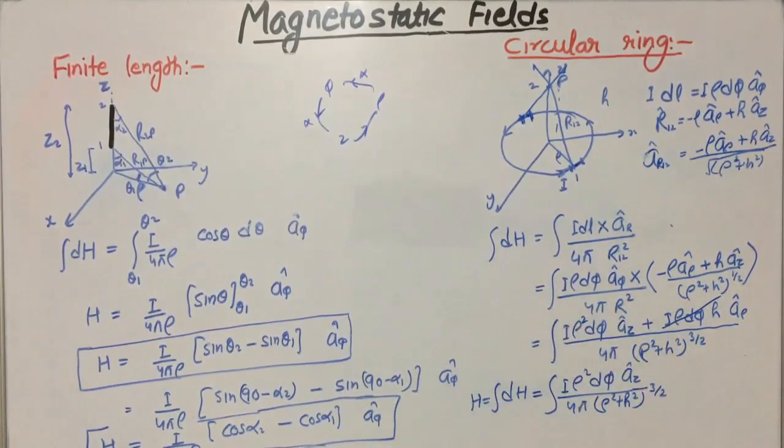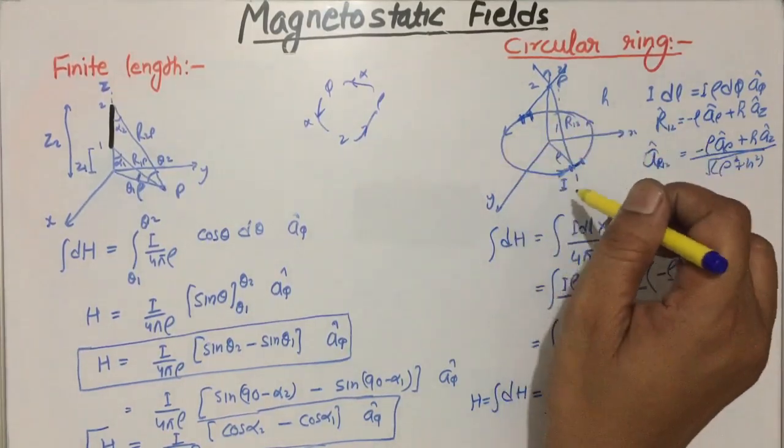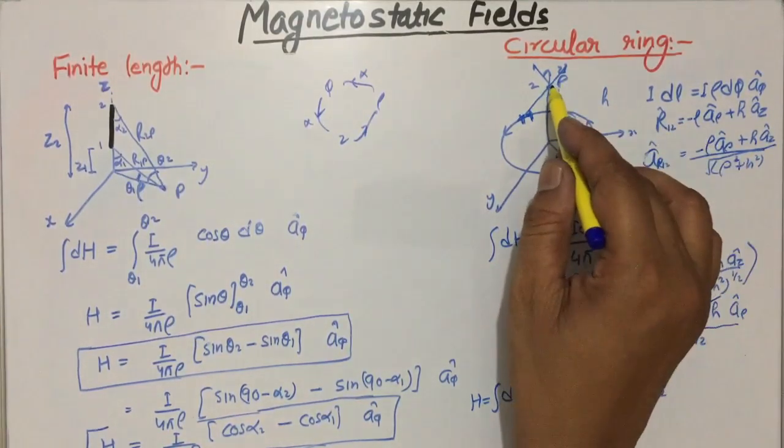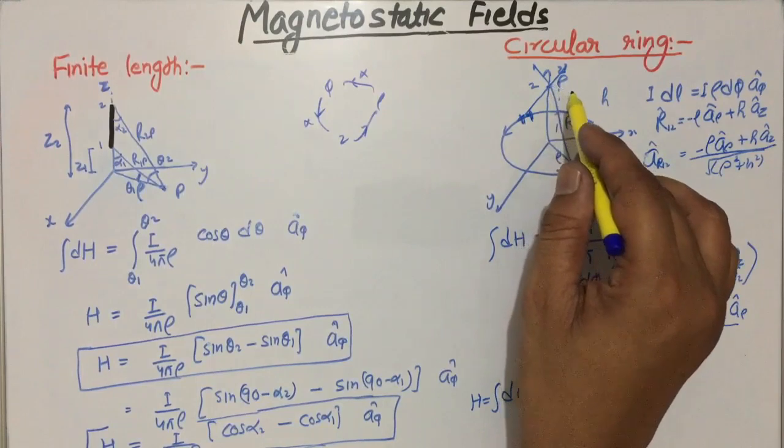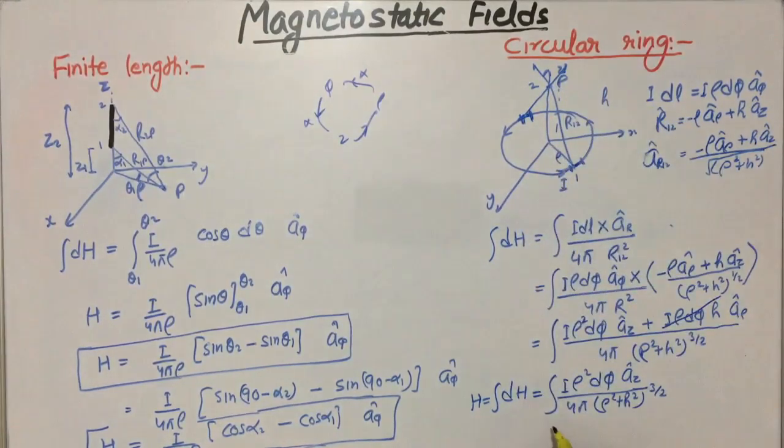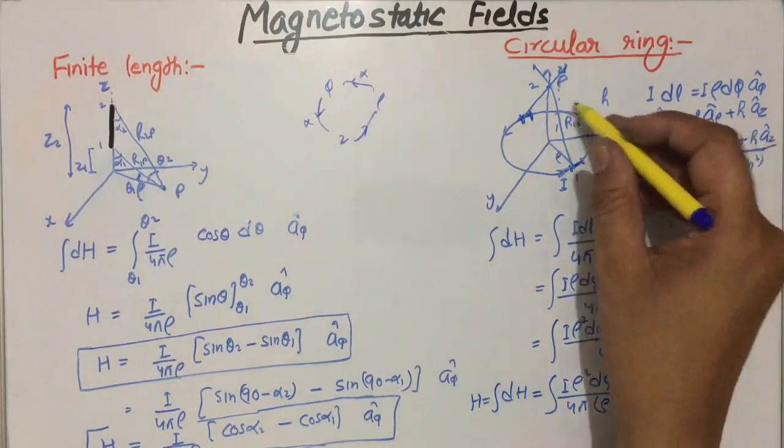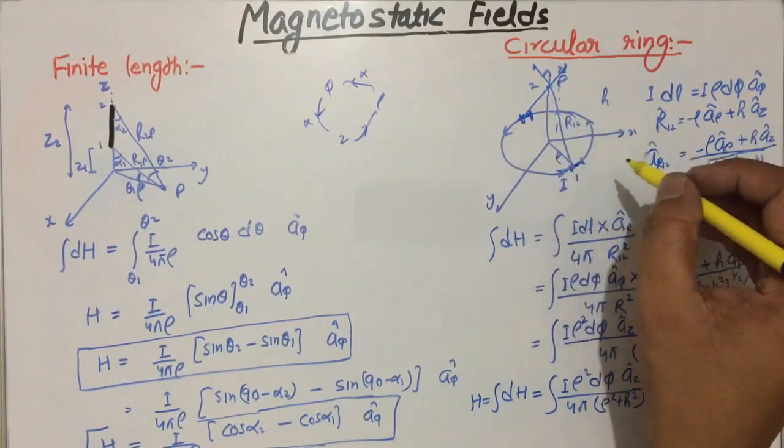This will be the full H due to the ring at any particular point P. What we find here is that rho remains constant and only phi is varying, and the variation of phi can be up to 2 pi. Phi goes from here to here, that is, 0 to 2 pi.